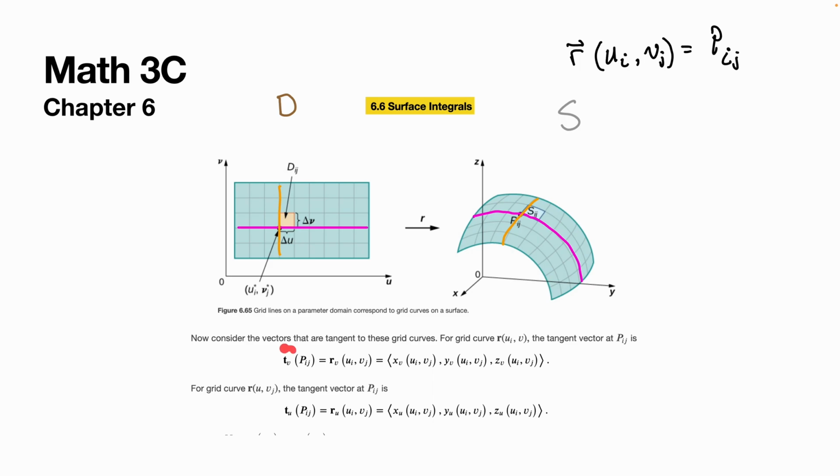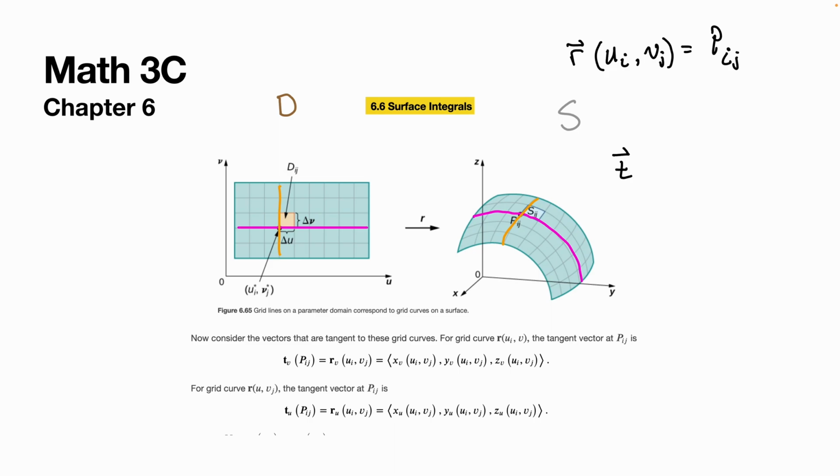And the book uses the notation of T-vec. They use T for tangent. And I think it's a little bit confusing. I would just use r-vec sub v, the partial of r with respect to v. The book, when you read through it, is going to use T-vec rather than r-vec partial v. They'll use T-vec sub v as r-vec partial v. So let's write that down. So T, turn it into a vector.